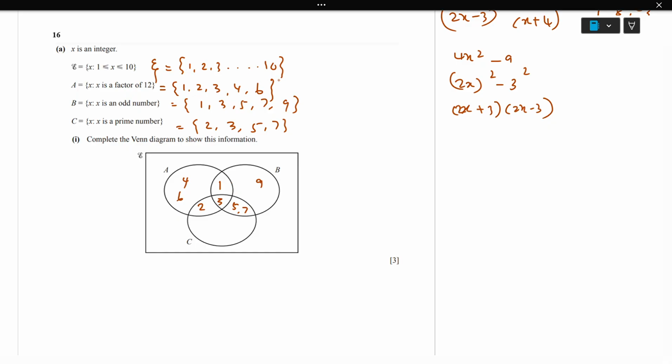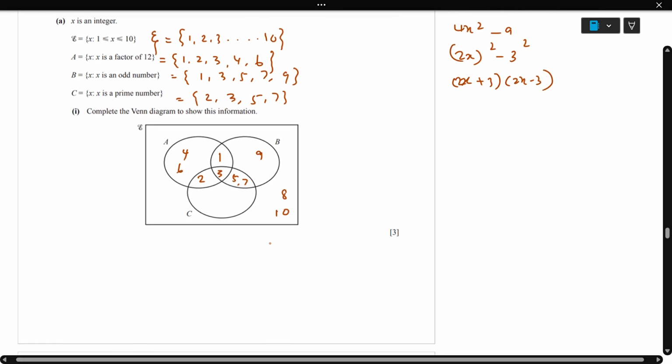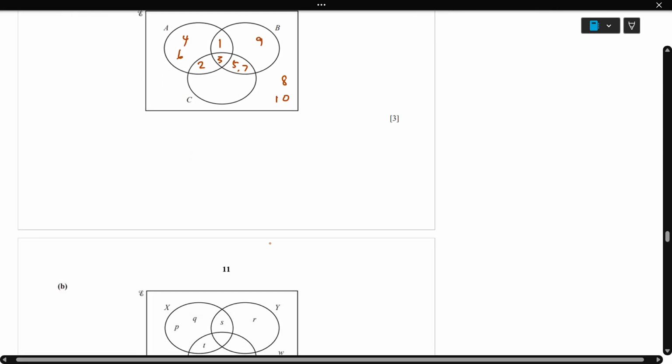The main set is 1 to 10. Here 1, 2, 3, 4, 5, 6, 7, 8 is missing, 10 is missing. So the 8 and 10 should be outside. So we just fill in the information here.